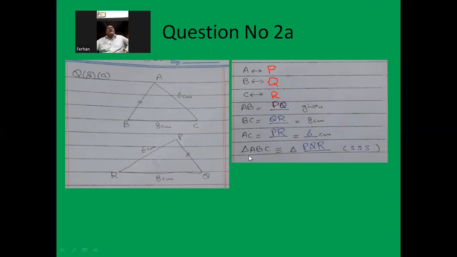So I can write that triangle ABC is congruent, this is the symbol for congruency, to triangle PQR. The reason is side, side, side. So the 3 sides in one triangle and the 3 sides in the other triangle are the same. That's why we can say that these triangles are congruent to each other. Hopefully you understand.